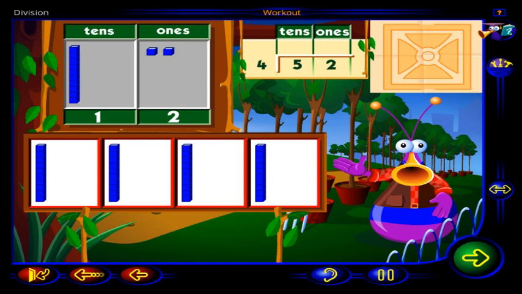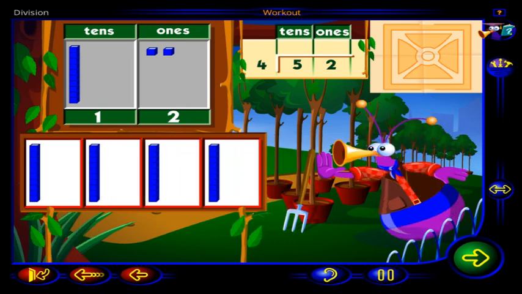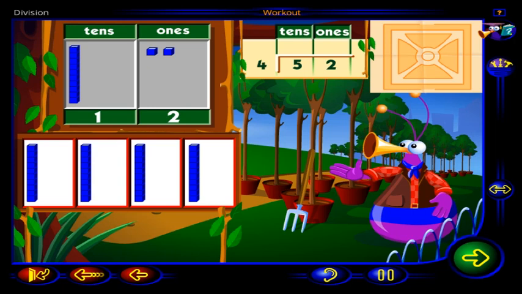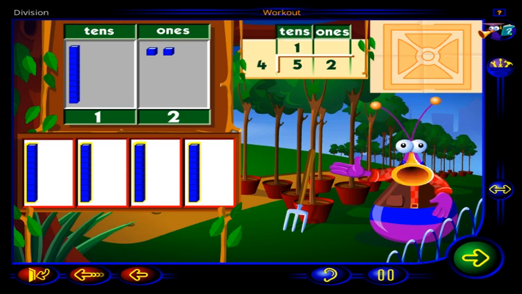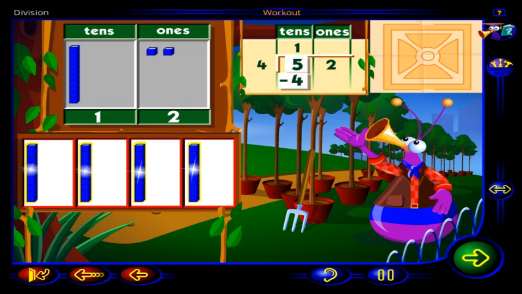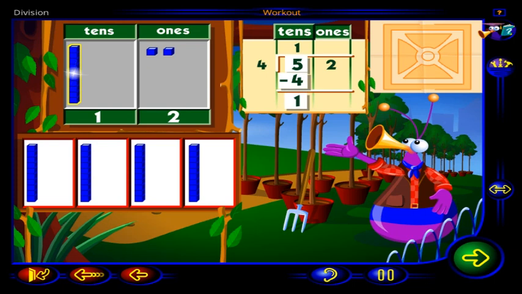Now, let's divide using numbers. To show that you put 1 ten into each of the 4 groups, you write a 1 here in the tens place. Since you've shared out 4 of the 5 tens you had, you can subtract 4 tens from 5 tens here to get 1 in the tens place.